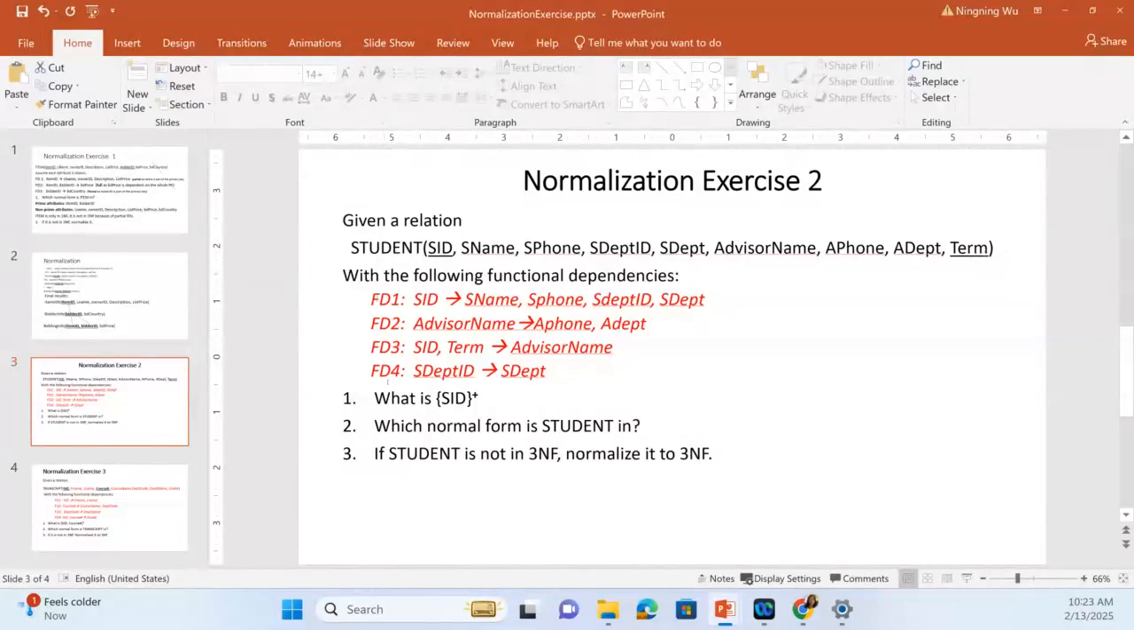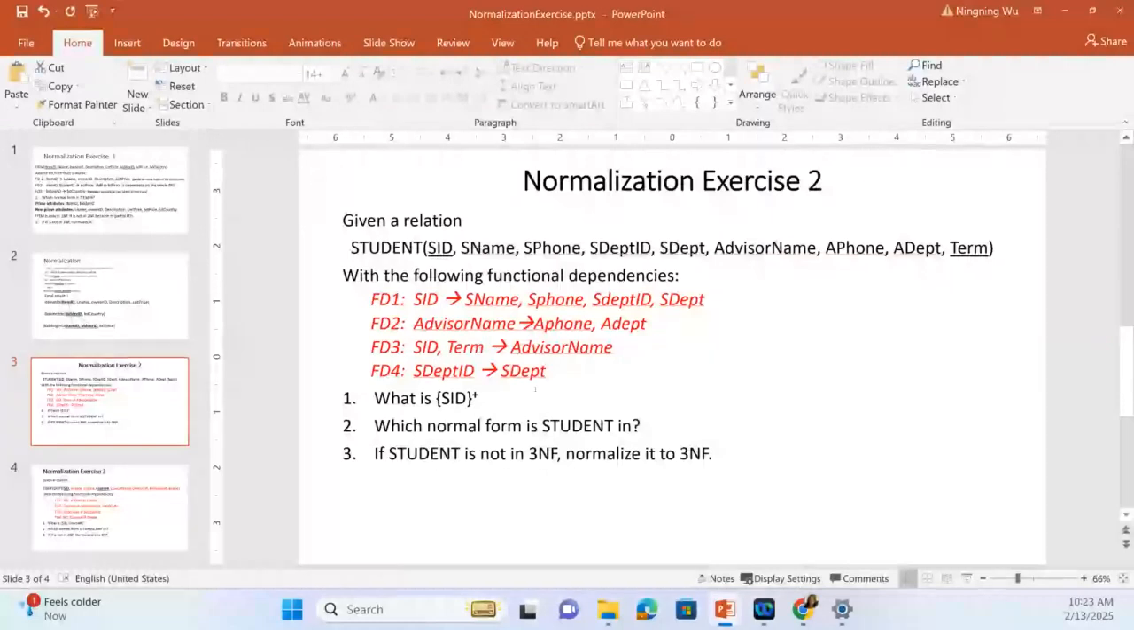Okay, then there are 4 functional dependencies given. So we have SID determines S name, S phone, S DPT ID, S DPT. Okay, then we have advisor name determines advisor phone and DPT. Then we have SID, term determines advisor name, and SDPT ID determines SDPT.